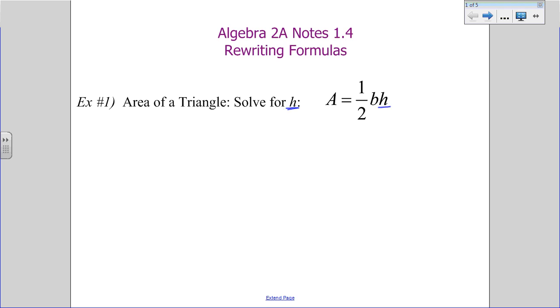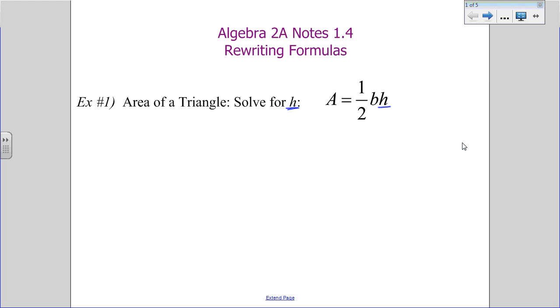What that does is it gives me a way to manipulate information when I know area and base. Because there are times, if you think back to your geometry classes, where it was find the height of a triangle. And so we're able to do that if we know area and base. So how do we solve for that?